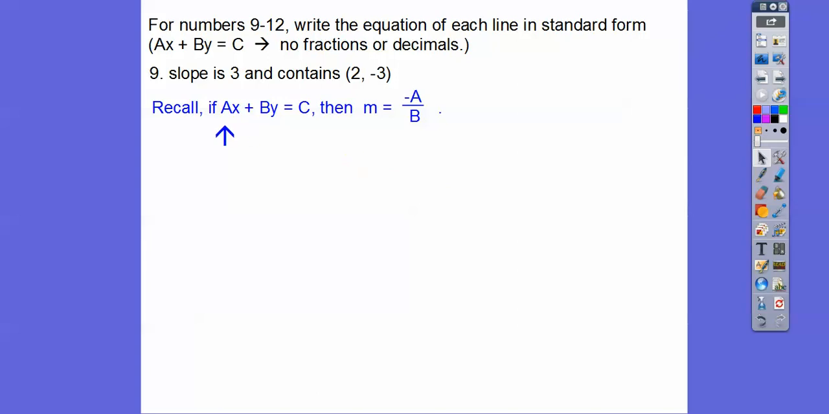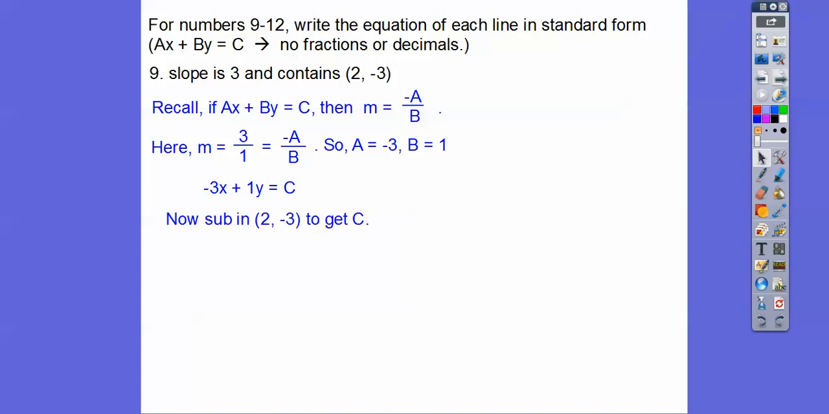If we know it's in standard form, then our slope is opposite this number over this number, -a over b. So if the slope is 3, or 3 over 1, then we just let 3 over 1 represent -a over b. So that means a must be -3 and b must be 1. So we know this part right now. Now we just got to get c. Well, we get c by, you guessed it, plugging in that 2, -3 up there. So if we plug that in, that'll get us c equal to be -9.